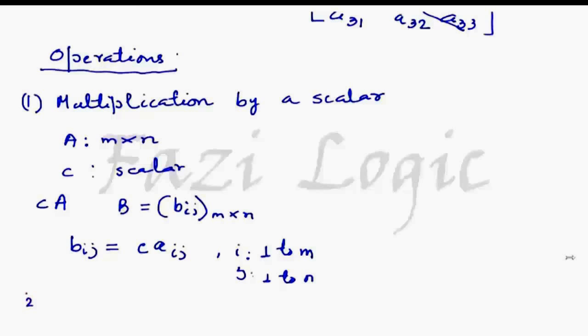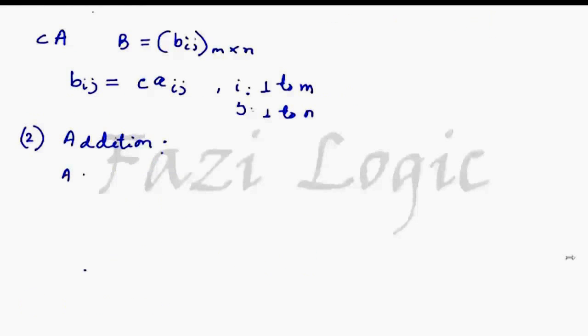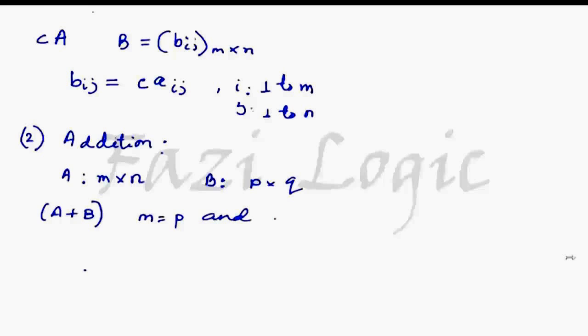Next comes addition of matrices. Similarly, take A as an m cross n matrix and B as a p cross q matrix. Here there is a restriction. A plus B, that is the addition of matrices A and B, is possible if they are of the same order. That is, here m equal to p and n equal to q, then only addition of matrices A and B is possible.